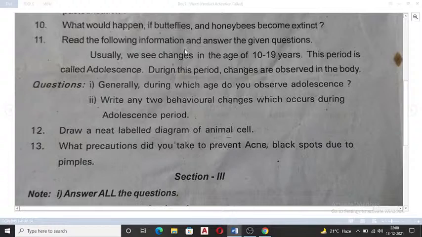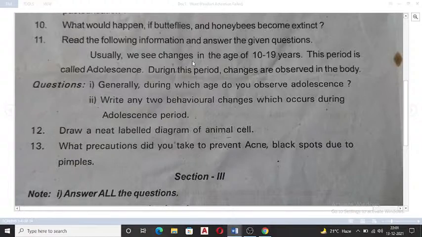Coming on to the next, read the following information and answer the given question. Here a small piece of information is given. Usually we see changes in the age of 10 to 19 years. This period is called adolescence. During this period, changes are observed in the body, right? So generally, during which age do you observe adolescence? It is given here only. We see changes mostly during the adolescence period, that is what we call 10 to 19 years, both in boys and in girls. Write any two behavioral changes which occur during adolescence. That is not given.